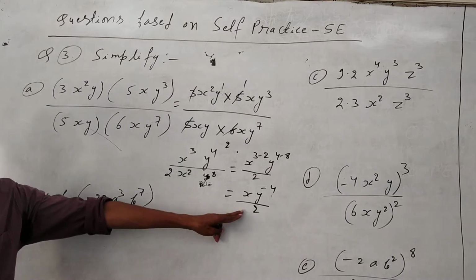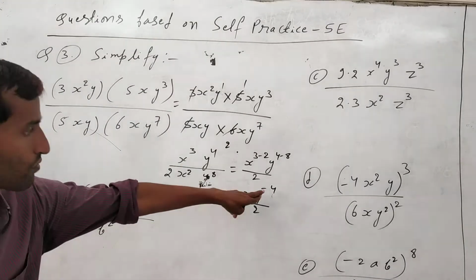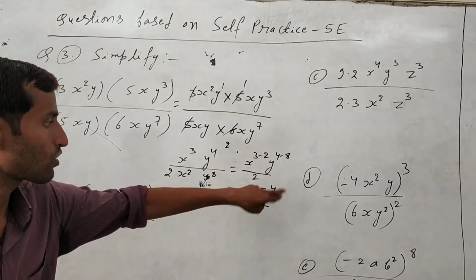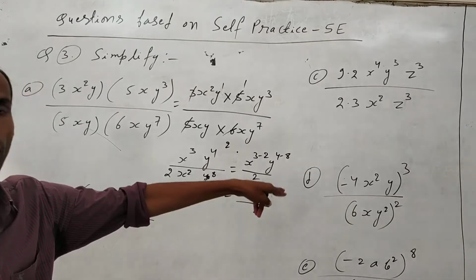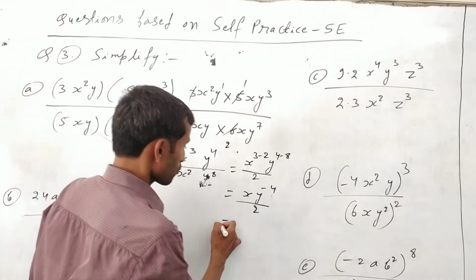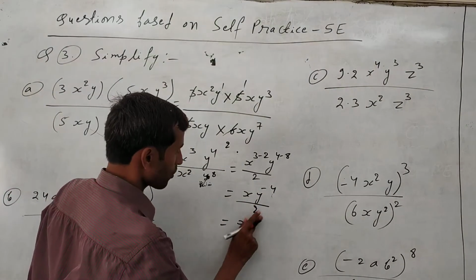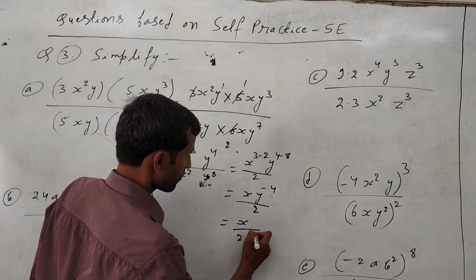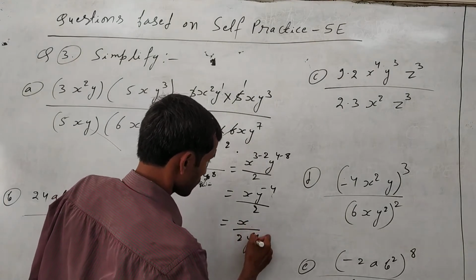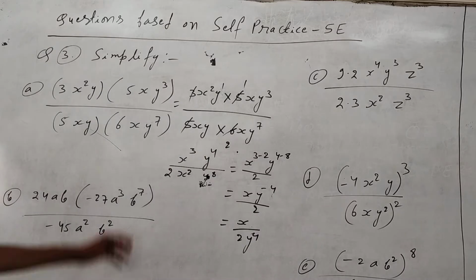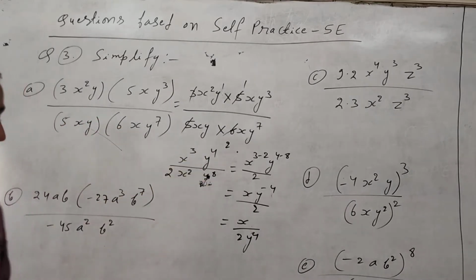So this is the final answer. If you want, you can put the minus 4 power below, because a negative power is there and a 2 is also there. So we can write x upon 2y^4 as the final answer. Okay, so we have to simplify like this.